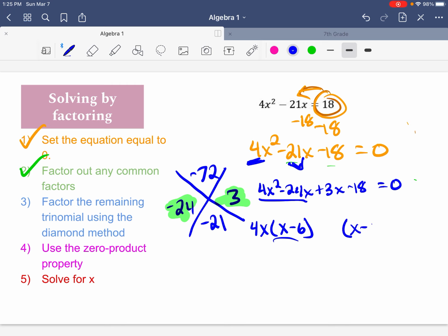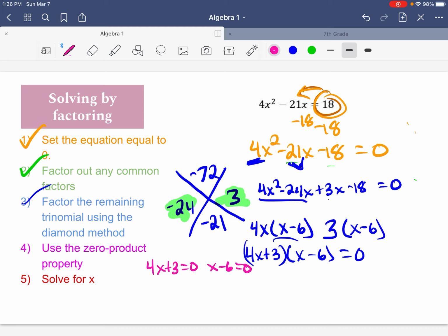And then you can say, okay, well, 3 times what is 3x, or negative 6 times what is negative 18? It's going to be the same answer. It's going to be positive 3. So then my two factors are 4x plus 3 and x minus 6 equals 0. Boom, step 3 taken care of. Now we're going to use the zero product property. So we'll set them both equal to 0. 4x plus 3 equals 0 and x minus 6 equals 0. Awesome. Then let's solve for x.